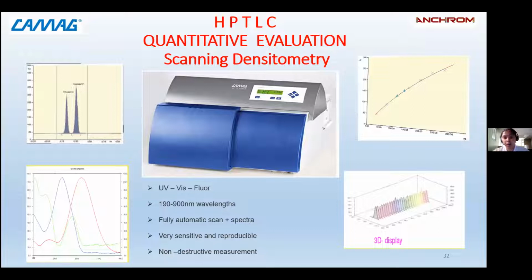Then the next module is the quantitative evaluation, scanning densitometry, in the UV visible fluorescence range. It has 3 types of lamps: a deuterium lamp for the UV region, a tungsten lamp for the visible region, and a mercury lamp for fluorescence. So the whole wavelength range is covered, that is 190 to 900 nm. You get fully automatic spectra and scans. It is very sensitive and gives you reproducible results. Not only the chromatogram and the RF value, but you can compare your spectra data also through the scanner. Then you can plot the calibration curve. You can have a 3D display also.